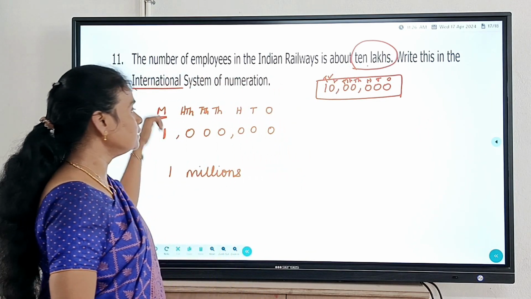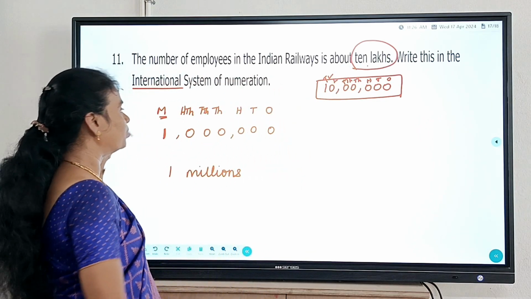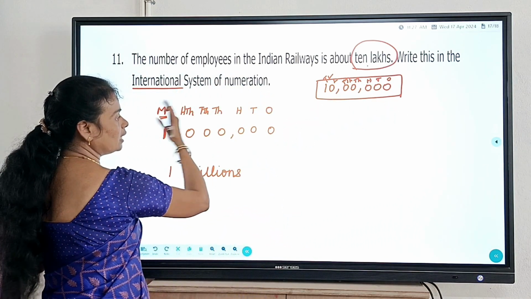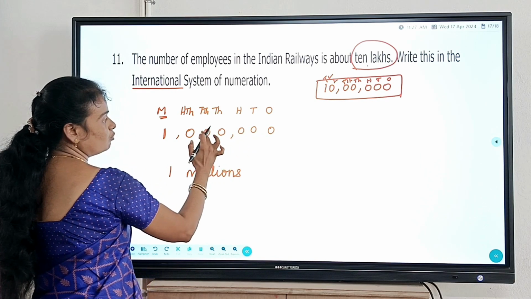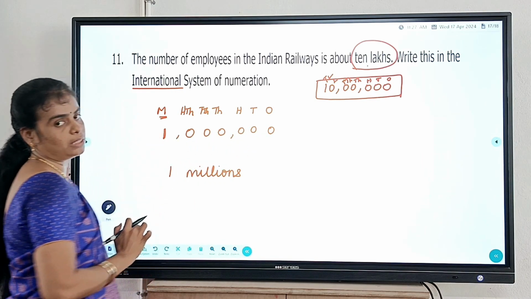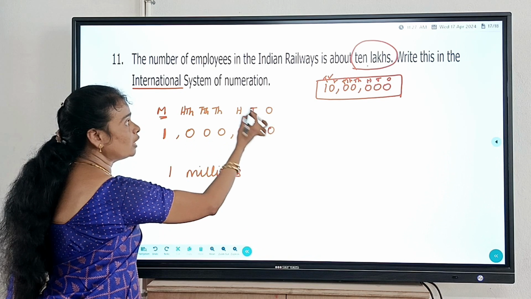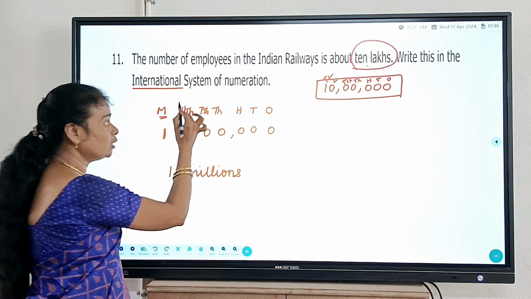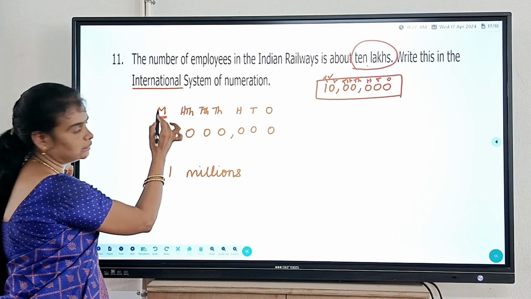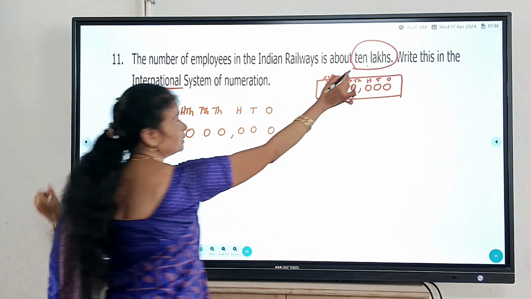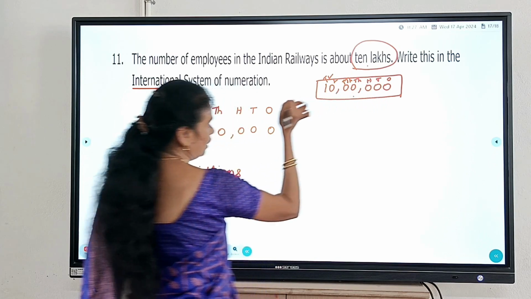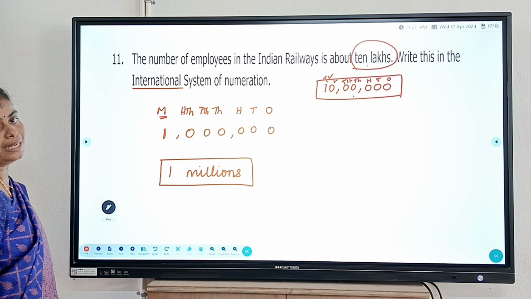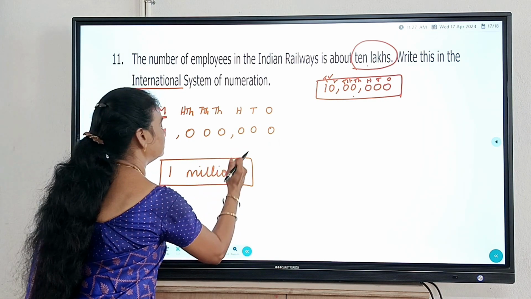Whereas in the international system, how will you write the same number? You are placing 6 zeros. So right from the last, 1, 2, 3, 4, 5, 6, and after that you can place 1. When you write the place value in the international system: ones, tens, hundreds, thousands, 10,000s, 100,000s, millions. So the 10 lakhs which is written in the Indian system in this way can be written as 1 million. It is called 1 million in the international system.